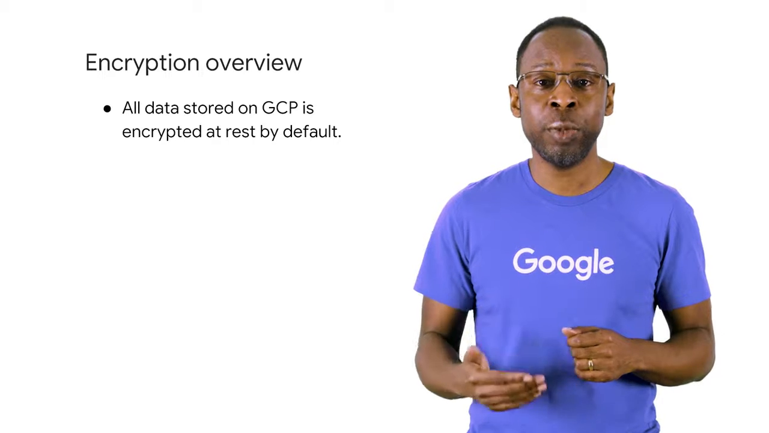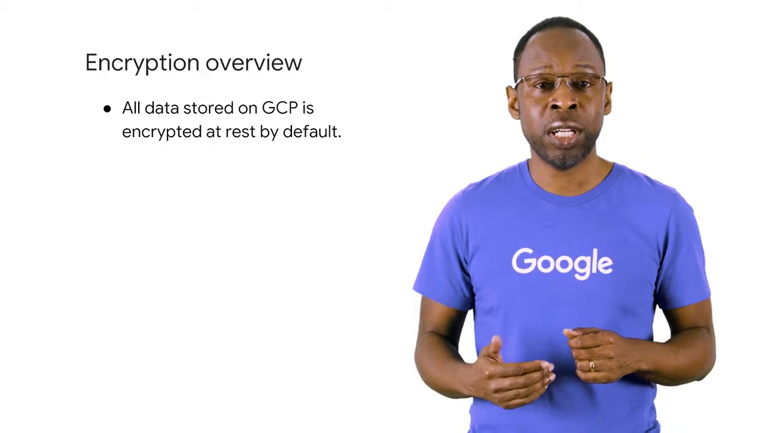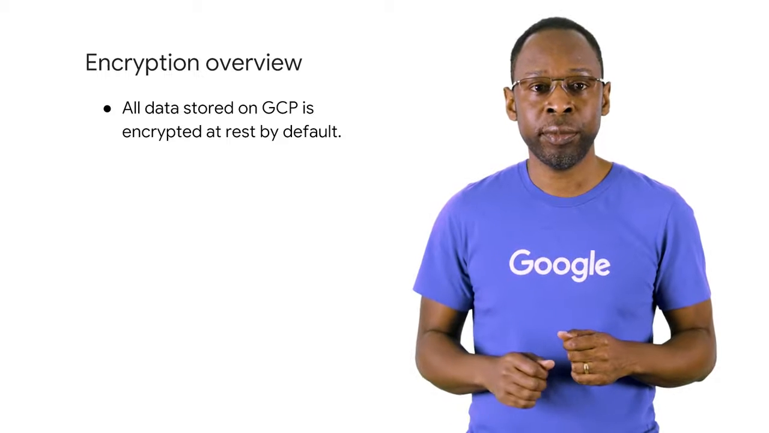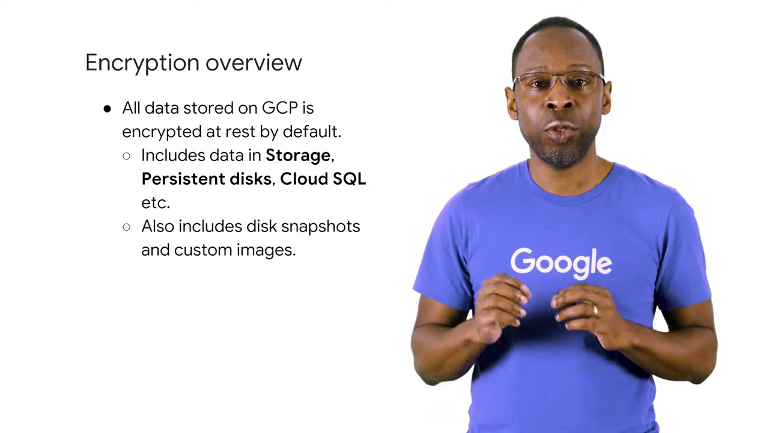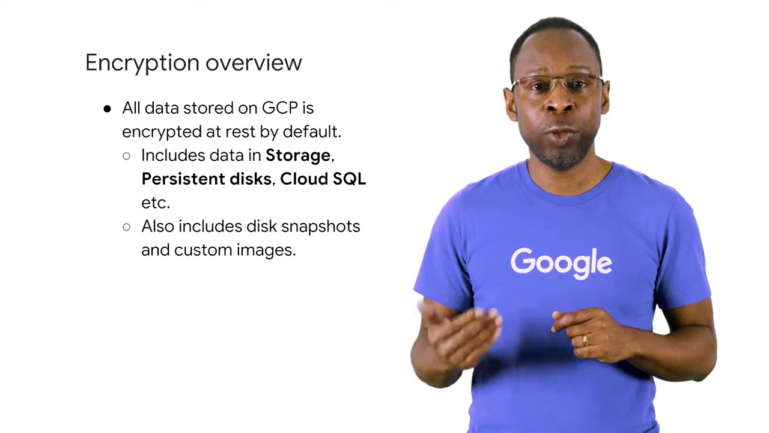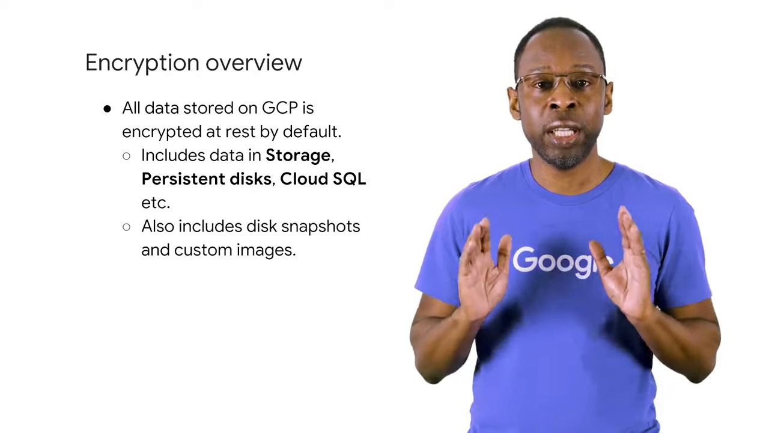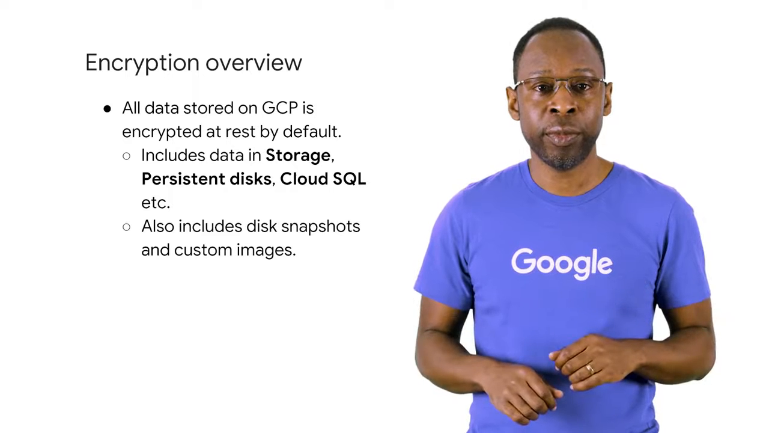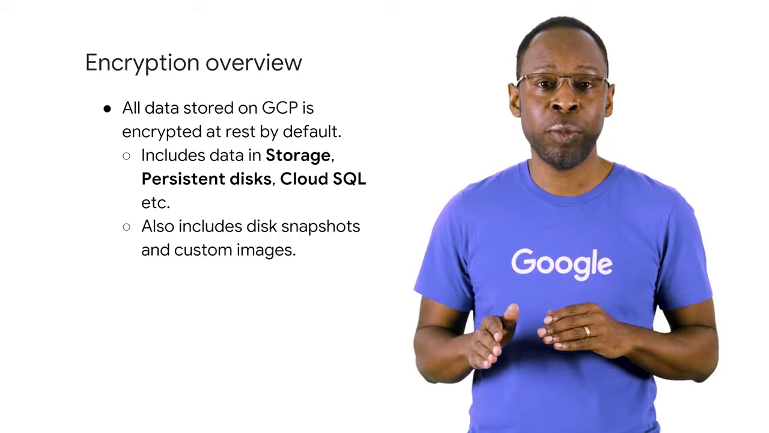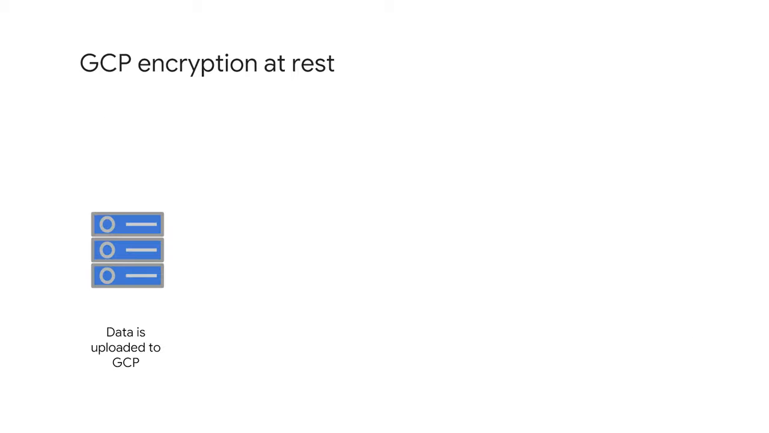Google uses a common cryptographic library, Keyczar, to implement encryption consistently across almost all Google Cloud Platform products. This includes data stored in Cloud Storage, Compute Engine persistent disks, Cloud SQL databases, virtually everything. Even disk snapshots and custom Compute Engine virtual machine images are encrypted. So let's have a closer look at how GCP encrypts data at rest.